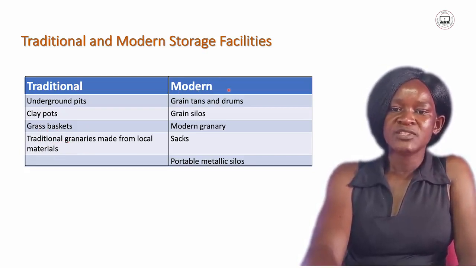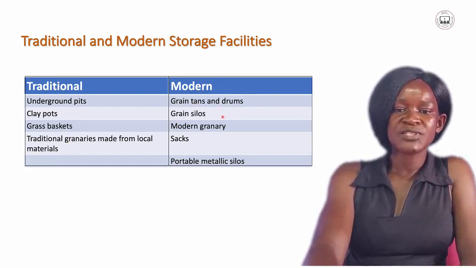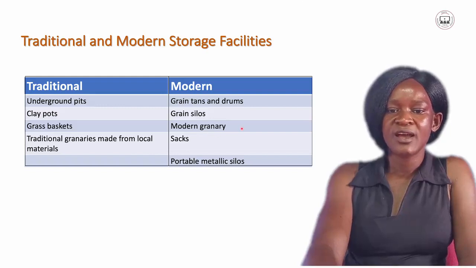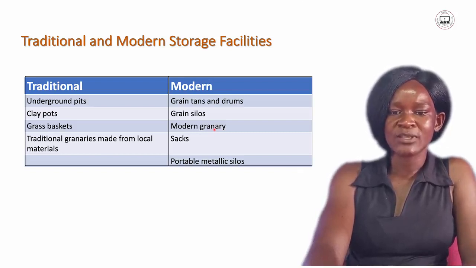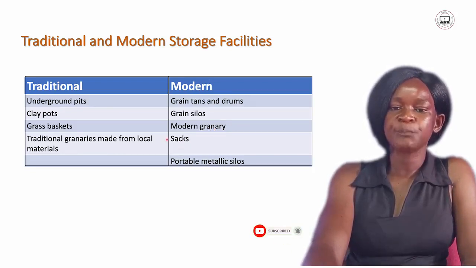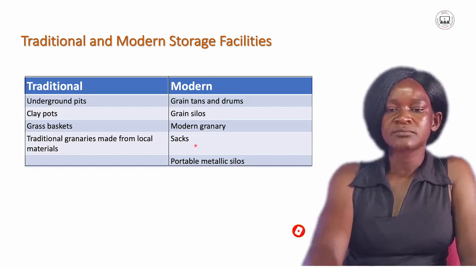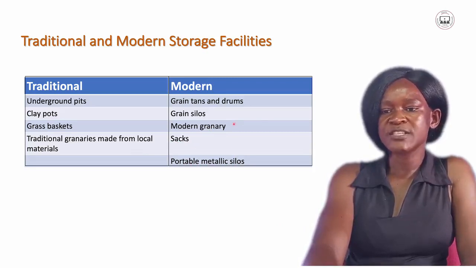Then we have the modern storage facilities. We have grain tanks and drums. We also have grain silos. We have modern granaries. For example, the government of Malawi has modern granaries in Mzuzu, Lilongwe, Blantyre, as well as Zomba, where we keep our grains. Apart from that, we have sacks, and we also have portable metallic silos. Those are examples of modern storage facilities.